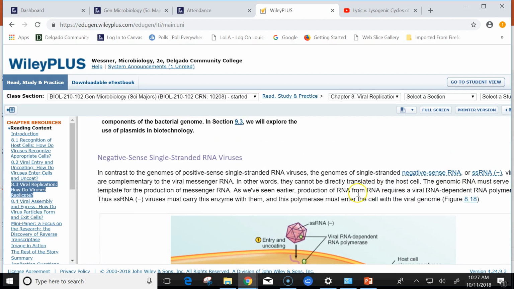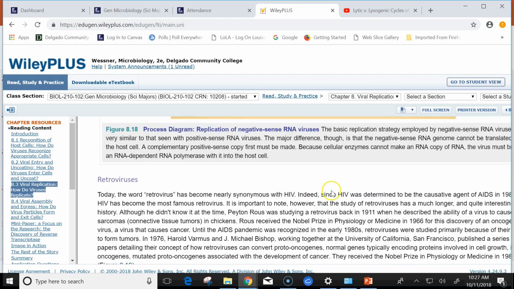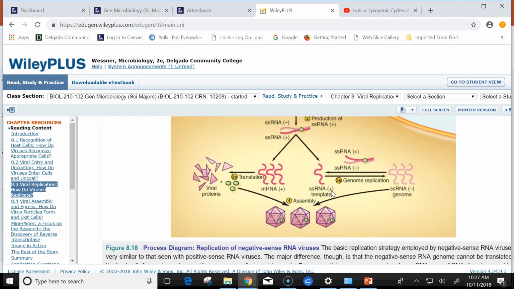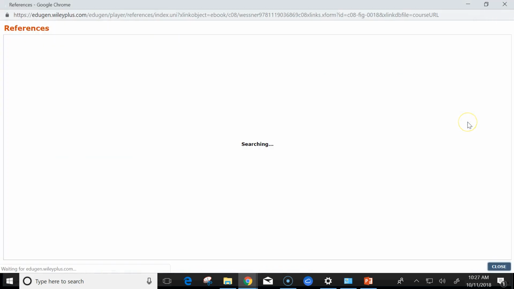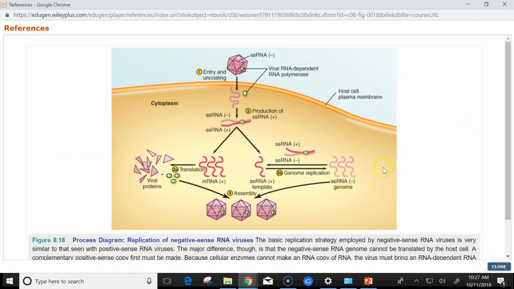All right, so negative strand. Let's see if I can pull this figure up bigger. Yeah, okay. So here is negative strand. And they're not even showing you how this one gets in. But we know, this is a naked virus, I don't see any envelope on it. So it got in by how? Endocytosis. And then it uncoated.